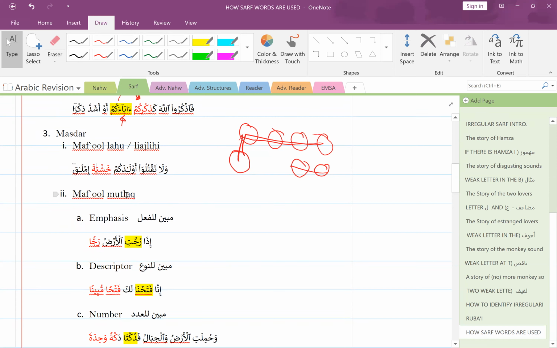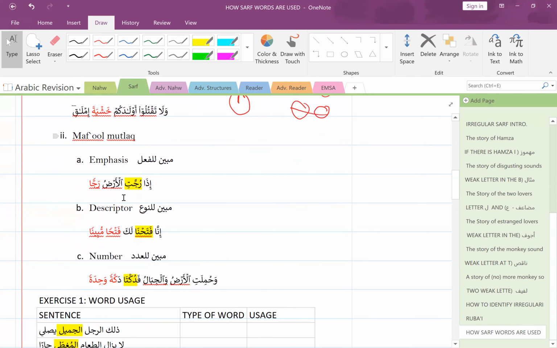Now, I did a class on this and I told you the different kinds of maf'ul mutlaq, but today I want to go into some extra details about something related to maf'ul mutlaq, which I didn't tell you before. Okay, so when we were discussing maf'ul mutlaq, we said there are three kinds of maf'ul mutlaq, just for revision purposes.